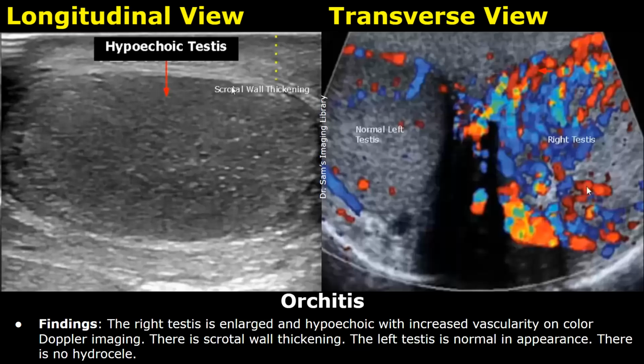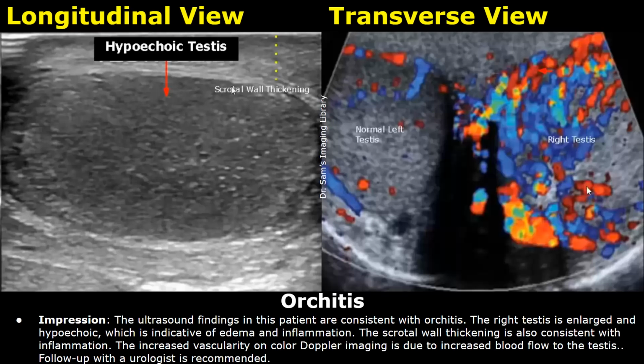The ultrasound findings in this patient are consistent with orchitis. The right testis is enlarged and hypoechoic, which is indicative of edema and inflammation. The scrotal wall thickening is also consistent with inflammation. The increased vascularity on color Doppler imaging is due to increased blood flow to the testis. Follow-up with a urologist is recommended.